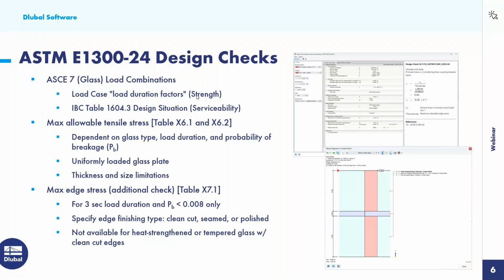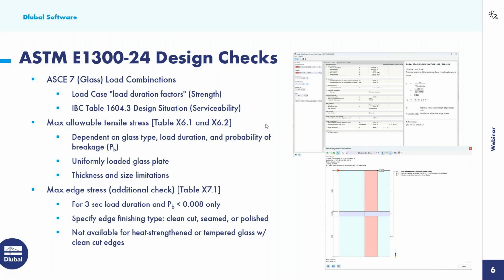Now, the IBC is also a little bit more clear about serviceability limits for glass or members that are supporting glass panels. So we are going to generate the load combinations for this type according to the IBC and section 1604.3 for our serviceability or deflection checks. And again, this will make more sense as we move through our examples today.